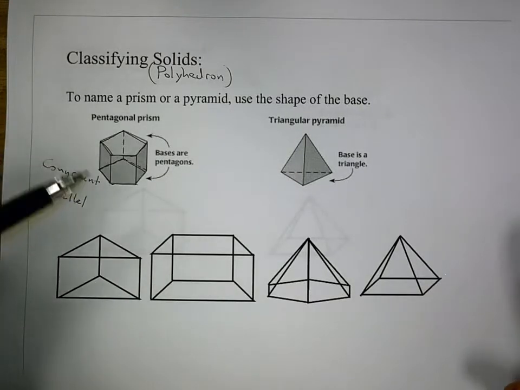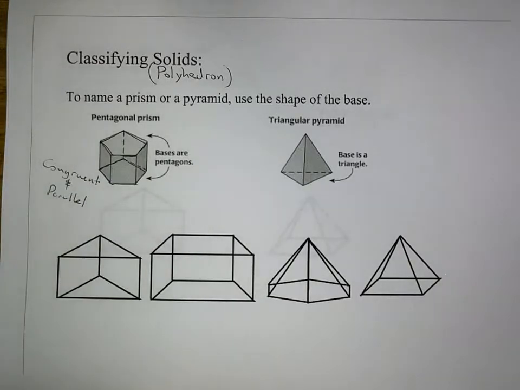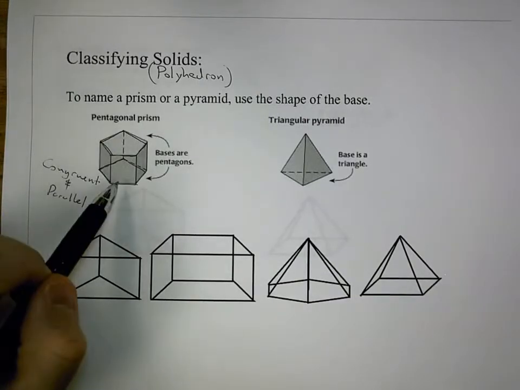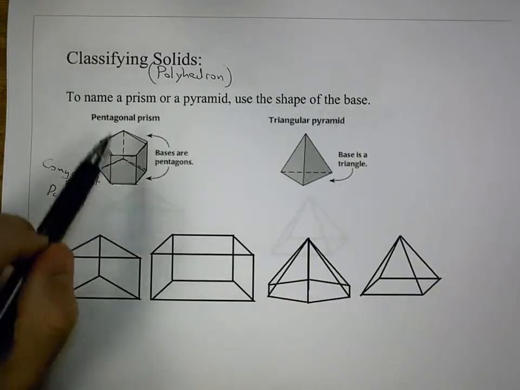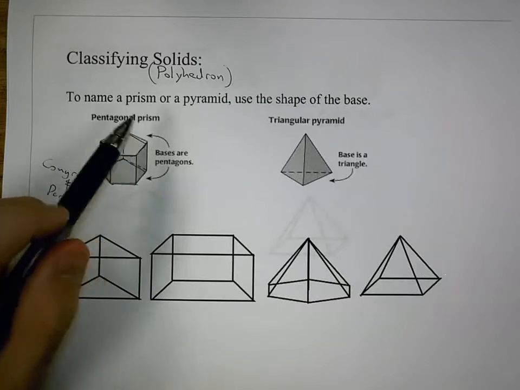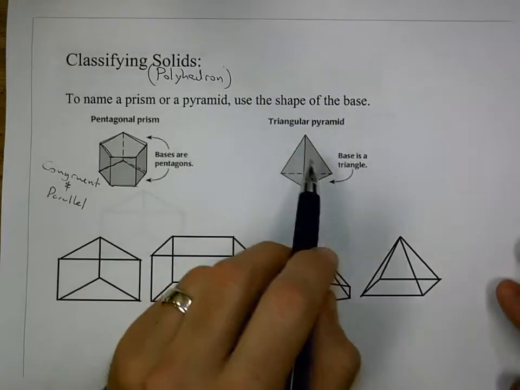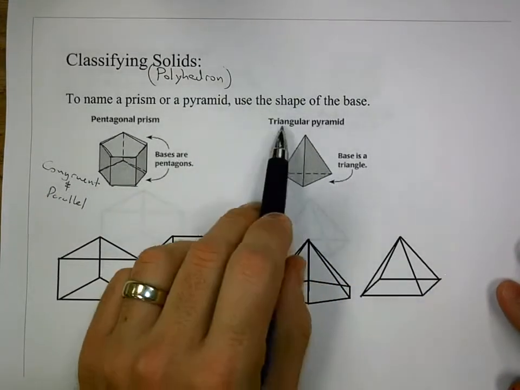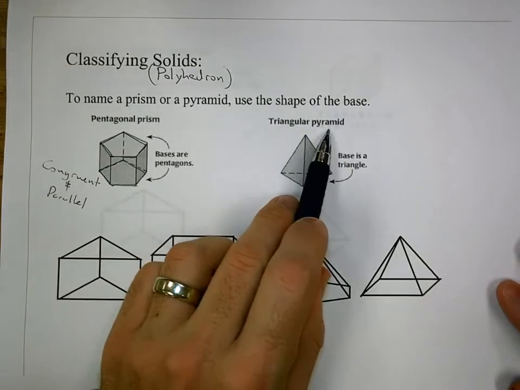Now, with that in mind, if we had that rectangular prism before, we could theoretically rotate it around and maybe get a few different ways to look at it. But for this one, our bases are pentagons, so it's going to be a pentagonal prism. We look over here, we have a base that's a triangle. So that's going to give us a triangular pyramid.